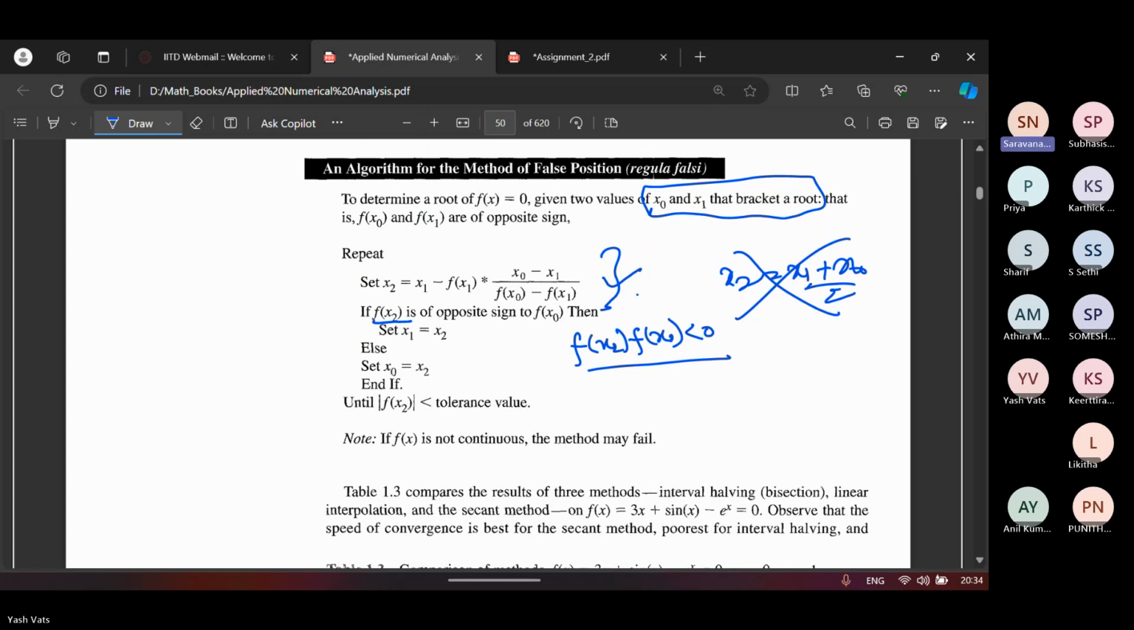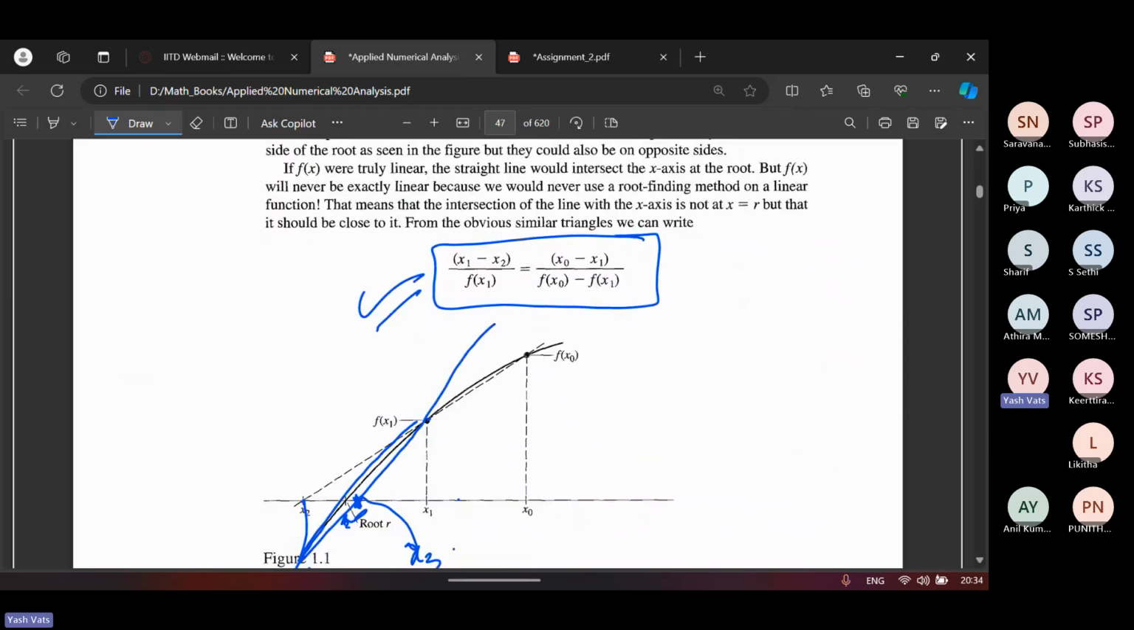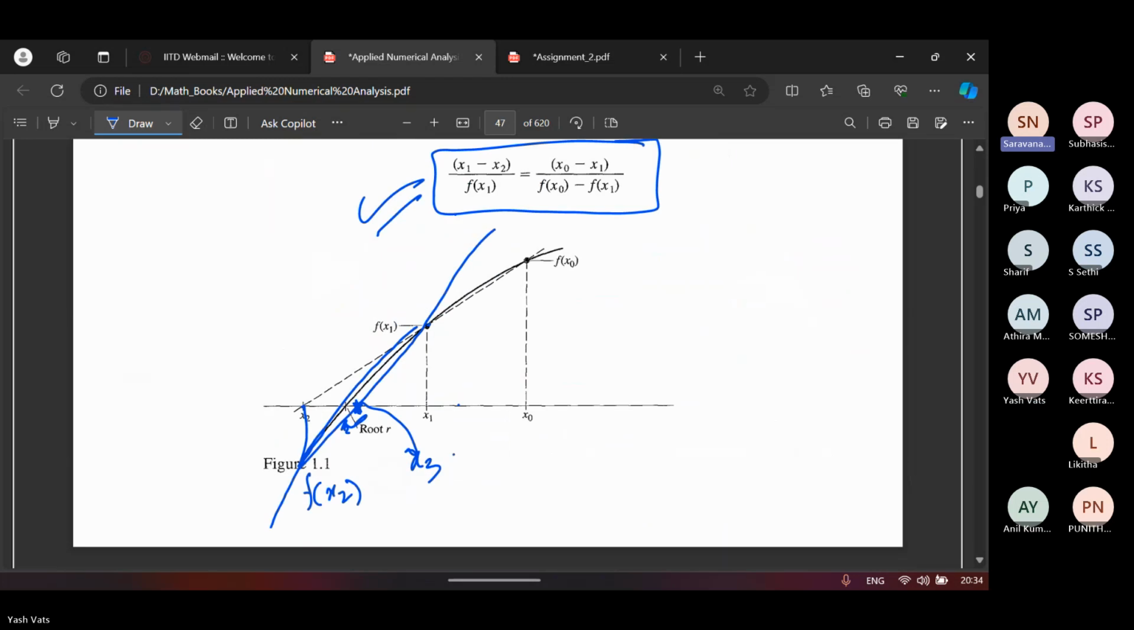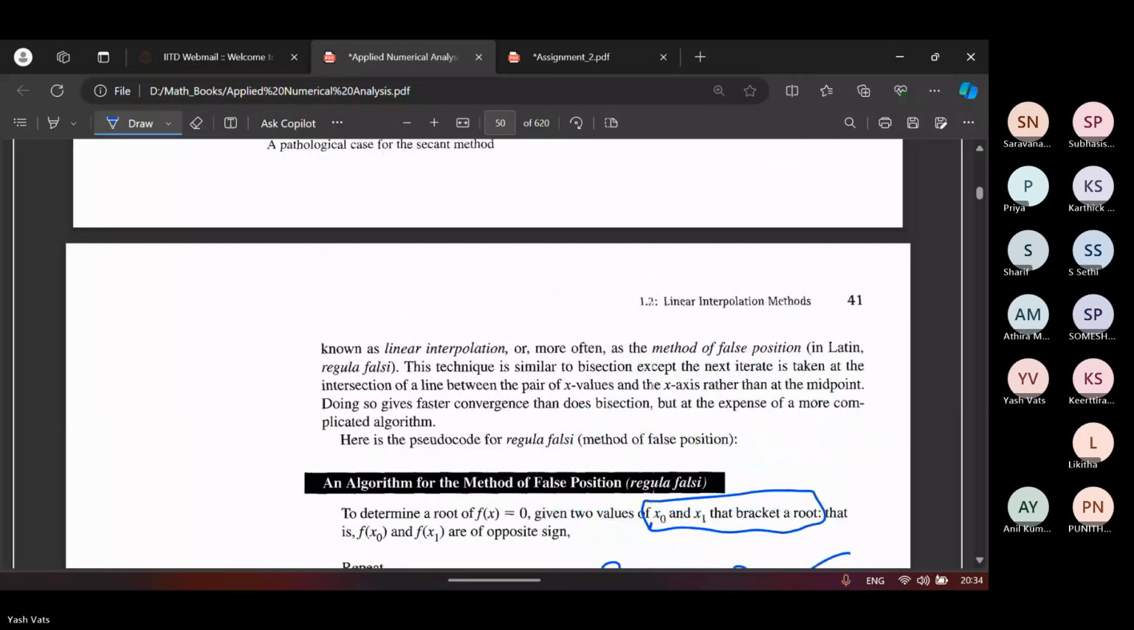Okay. Do you remember that? I can go back. Yeah, yeah. So this is the formula. Okay. So it's just an easy thing.